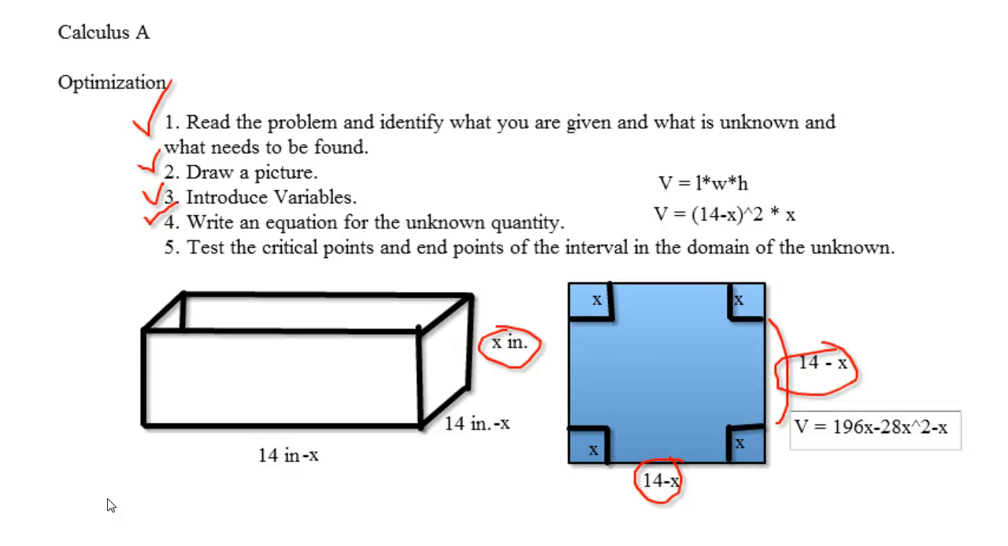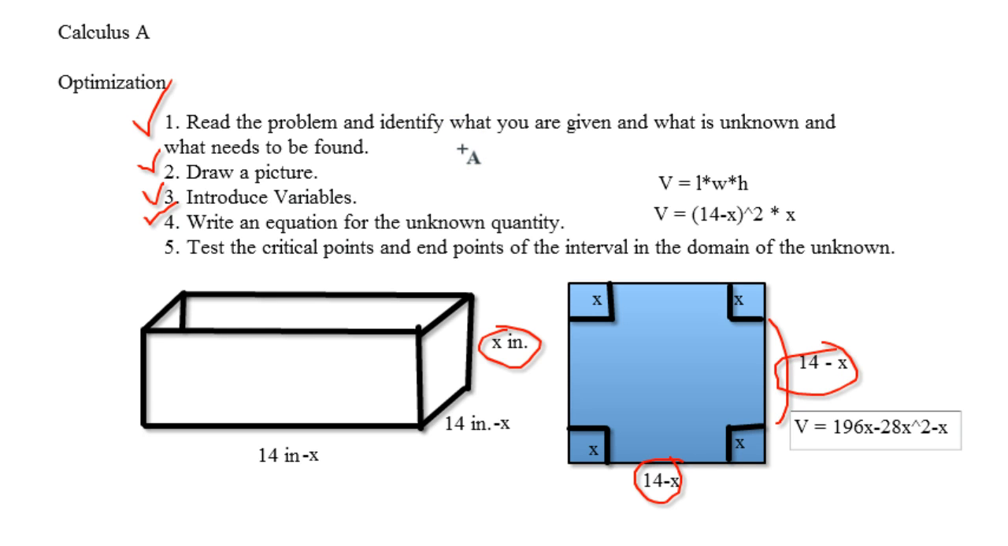Alright, this is an optimization problem. The first thing you want to do is read and identify the problem you were given. Now, taking a look at this actual problem and working it out, you need to know what is given, what is unknown, and what needs to be found.